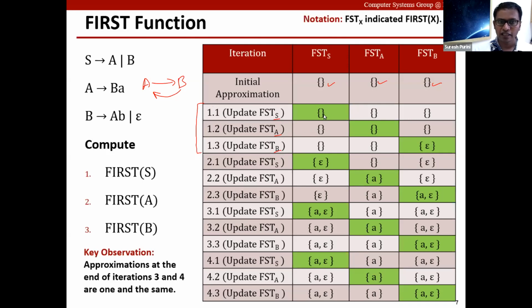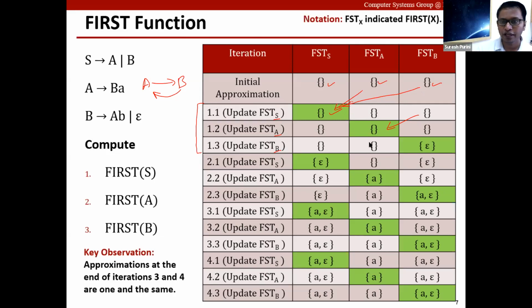So in step 1.1, to compute first of S, which contains first of A and first of B, the current estimates of first of A and first of B are null sets. So when we take the union of them, the first of S set will just be the same. It's not going to change. And then in step 1.2, first of A is dependent on first of B, but the current first of B is the empty set. So that's all it has got.